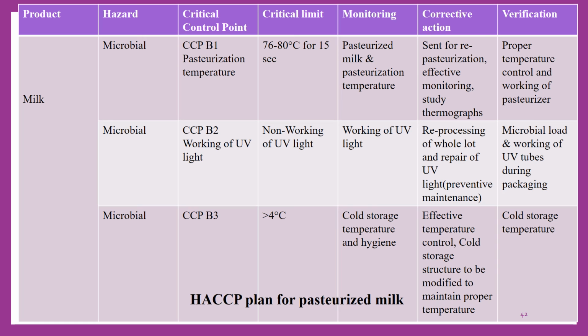After that, once again the hazard is microbial. The critical control point is CCPB3. The critical limit is that the temperature should be greater than 4 degrees Celsius. The monitoring is that cold storage, temperature and hygiene should be monitored. The corrective action is effective temperature control, and the cold storage structure to be modified to maintain proper temperature. The verification procedure involves cold storage temperature verification.